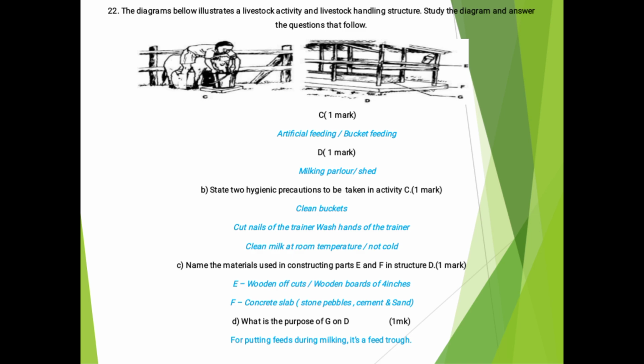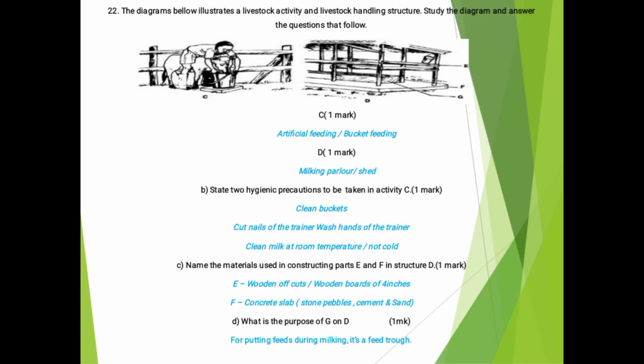Question 22. The diagram below illustrates a livestock activity and a livestock handling structure. Study the diagram and answer the questions that follow. So when you look at diagram C, this happens to be a diagram of maybe a person trying to train this livestock to feed from the bucket. And then we have diagram D, which happens to be a farm structure, probably a shed or a milking place.